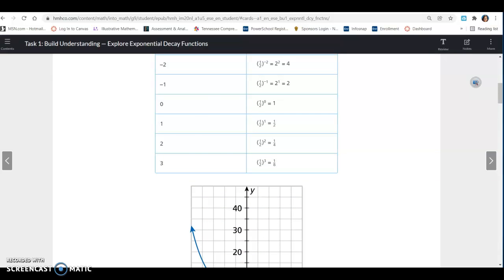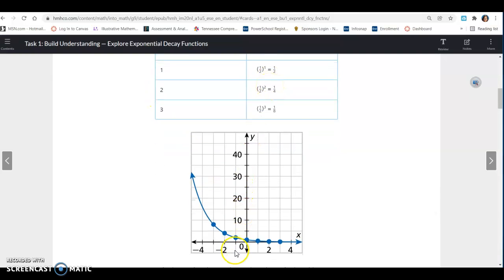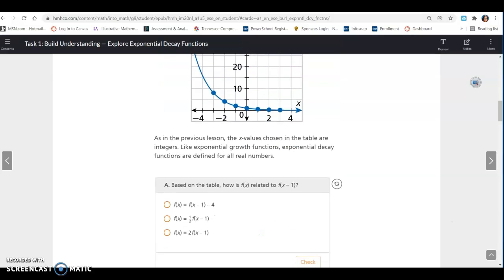And then -1, 2, and then 0, 1, 1, 1/2, 2, 1/4, and 3 and 1/8. So you can see now it is going down and getting very close to 0. So this is called an exponential decay function because it's decaying very quickly. Before, remember, our function would rise, and that was our exponential growth function.